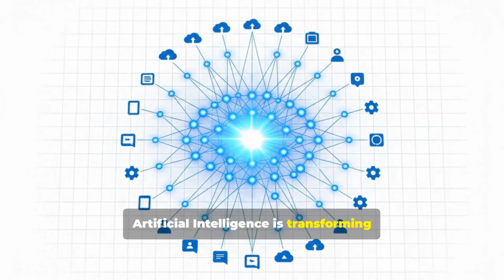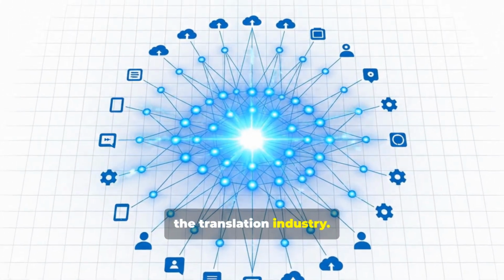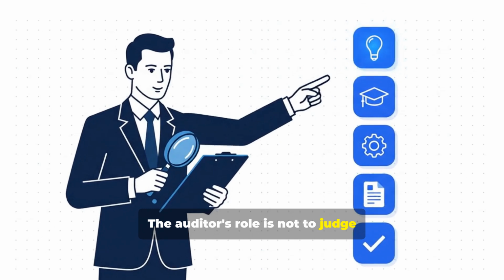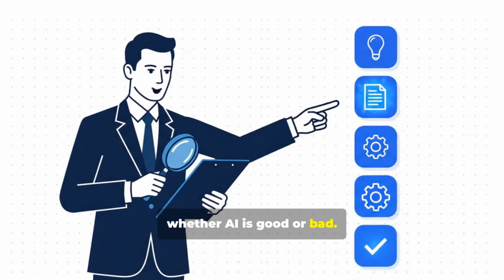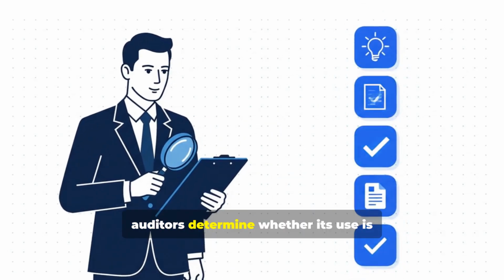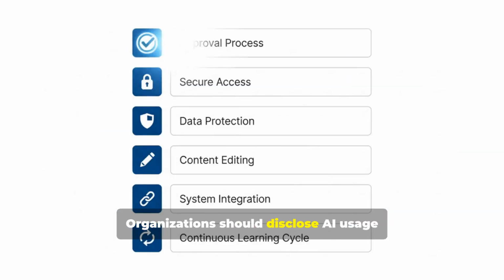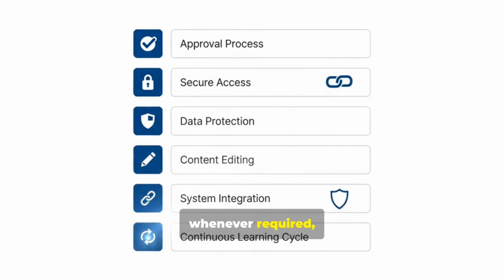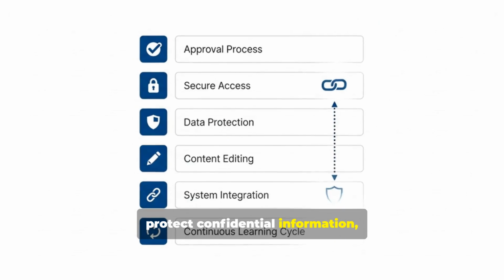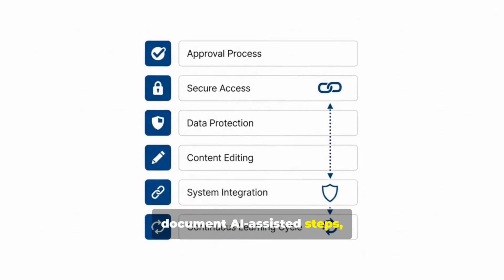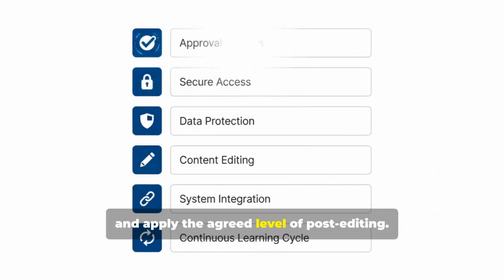Artificial intelligence is transforming the translation industry. The auditor's role is not to judge whether AI is good or bad. Instead, auditors determine whether its use is properly controlled. Organizations should disclose AI usage whenever required, protect confidential information, document AI-assisted steps, and apply the agreed level of post-editing.